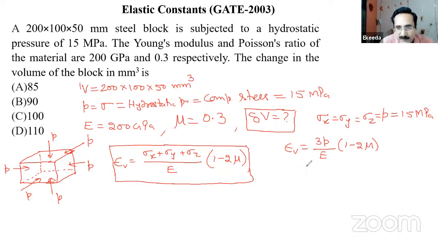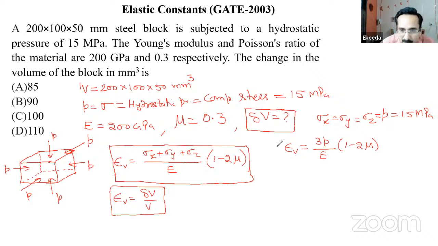Now, if it is so, then we have to find out the change in volume. And what is volumetric strain? Volumetric strain is the change in volume per unit volume. This is the definition of volumetric strain, right? For every type of strain, for longitudinal strain, it is the change in length upon original length. Lateral strain is the change in diameter upon original diameter. So in this case, volumetric strain is the change in volume upon original volume.